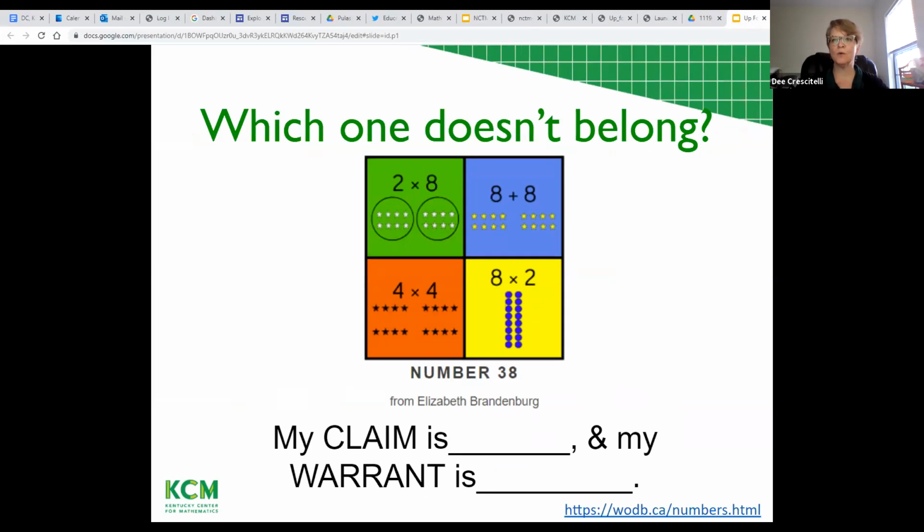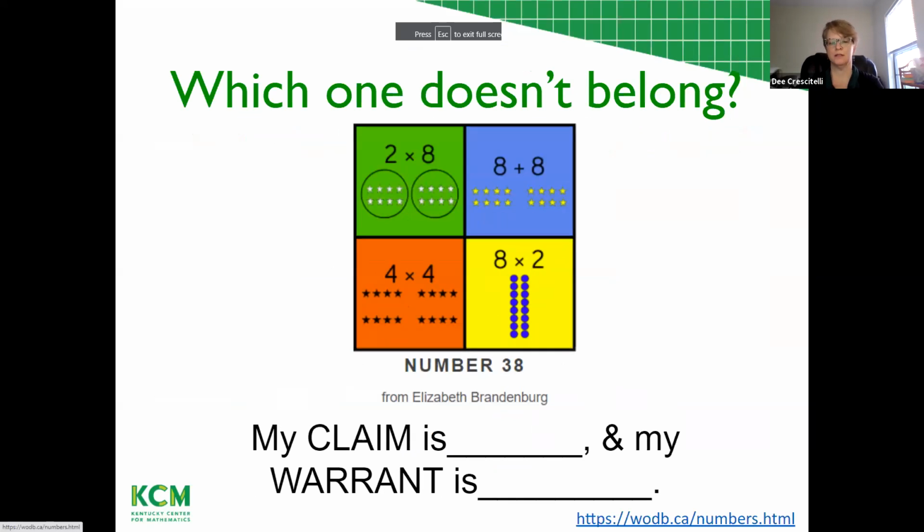Any questions about the which one doesn't belong as an option for doing this? Okay. Oops, I went too fast.